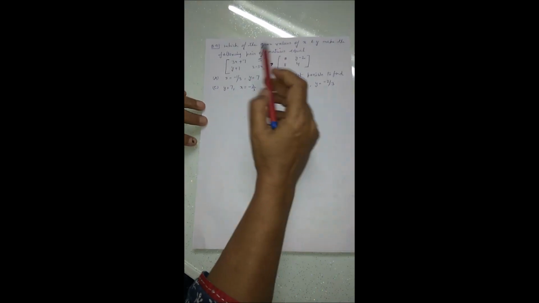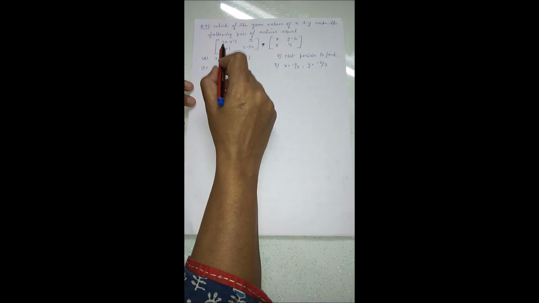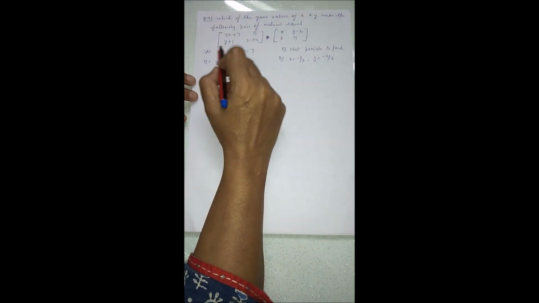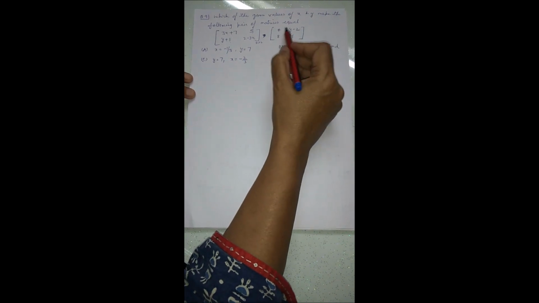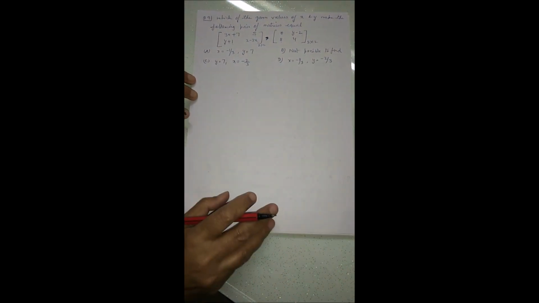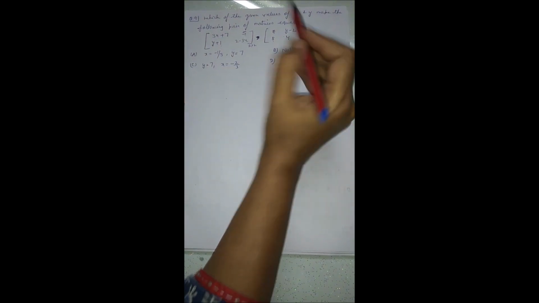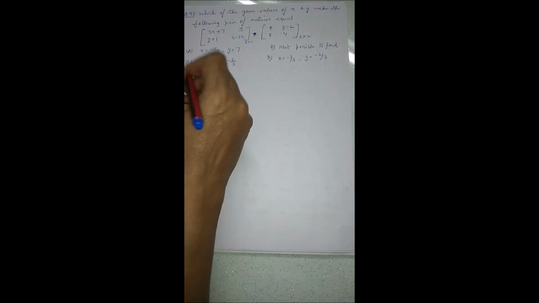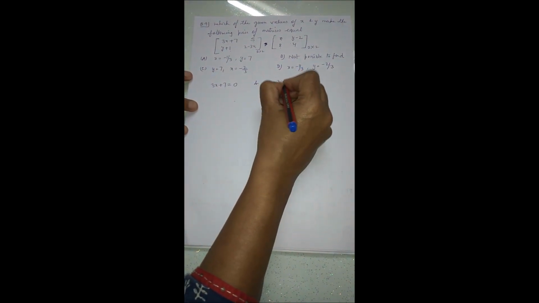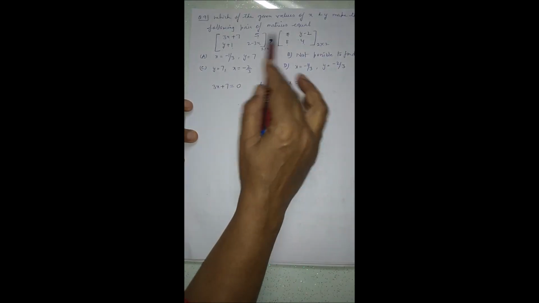Question number 9. Which of the given values of x and y make the following pair of matrices equal? The first matrix is 3x plus 7, 5, y plus 1, 2 minus 3x. The order of the first matrix is 2 by 2. And the second matrix is 0, y minus 2, 8, 4. Again, the order of the matrix is 2 by 2. Now we have to find the values of x and y such that these two matrices become equal. By comparing these two, we get 3x plus 7 equals 0 and 2 minus 3x must be equal to 4. If these two equations are satisfied, then these two will be equal.